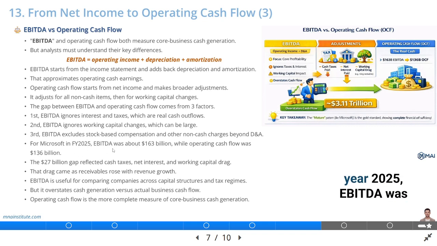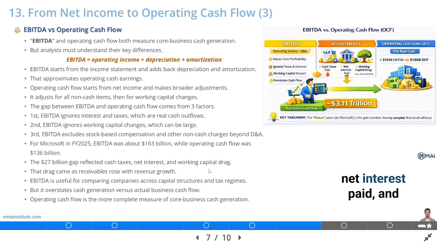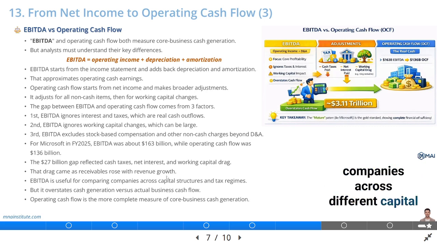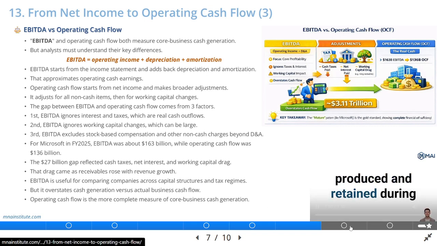For Microsoft in fiscal year 2025, EBITDA was approximately $163 billion, while operating cash flow was $136 billion. The $27 billion gap reflects cash taxes paid, net interest paid, and the drag from working capital growth as receivables expanded with rising revenue. EBITDA is a useful profitability proxy for comparing companies across different capital structures and tax regimes, but it overstates cash generation relative to what actually flows through the business. Operating cash flow is the more complete measure of how much cash the core business actually produced and retained during the period.